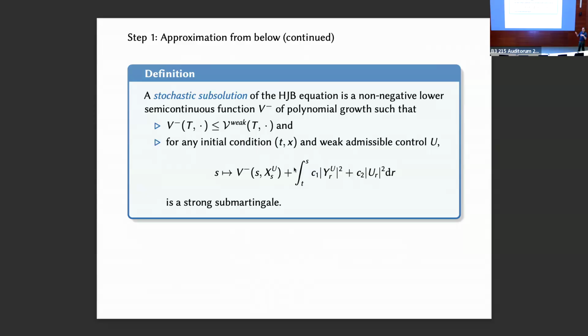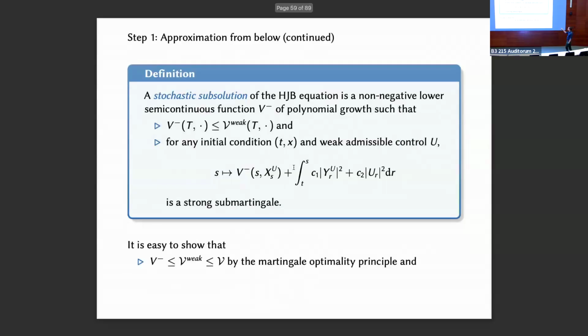This can be done as follows. There are many ways to do this. This is the classical one in the stochastic Perron setting. You write down the set of all functions V minus which satisfy some continuity and growth conditions. We want them at terminal time to be smaller than the terminal payoff that you get. And we want that if we plug any state process corresponding to any initial condition and any weak admissible control into the function and add the running cost, then this is supposed to be a strong submartingale, meaning that the submartingale property also holds at stopping times.